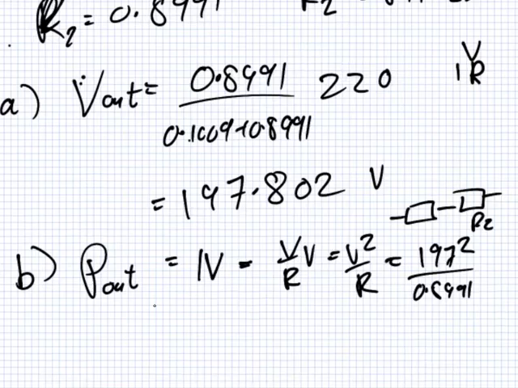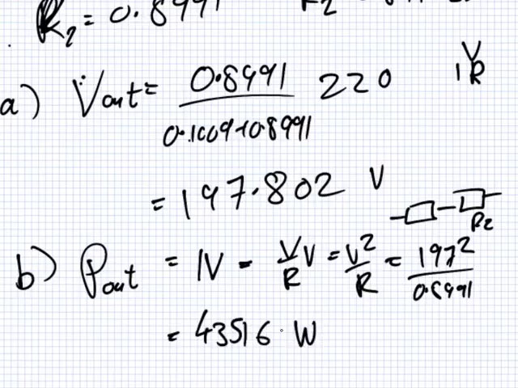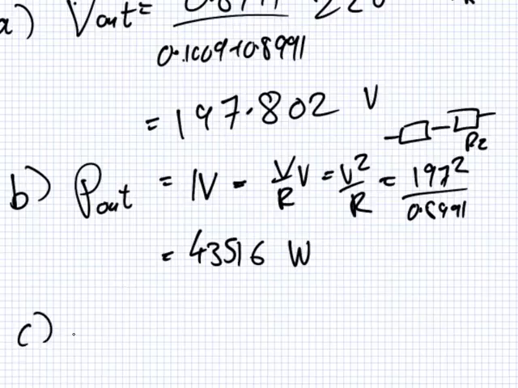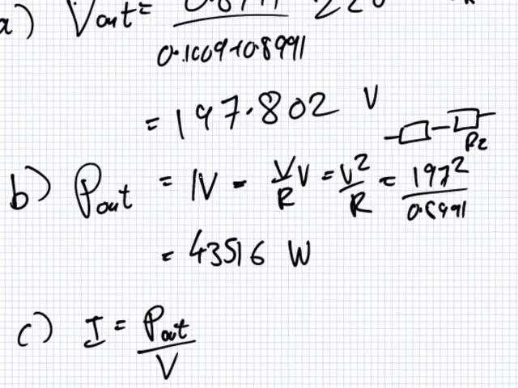So this comes out, power is 43516 watts for R2. What's next? What's the current? Alright, so now we can say the current is P out over V, if I just rearrange this. So my answer, I just have divided by 197.802.